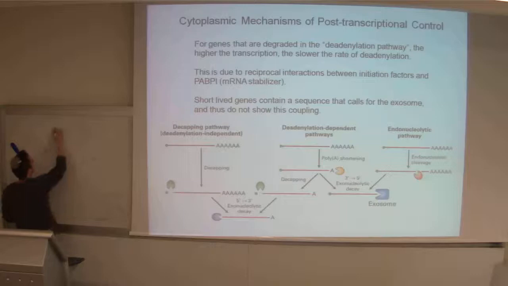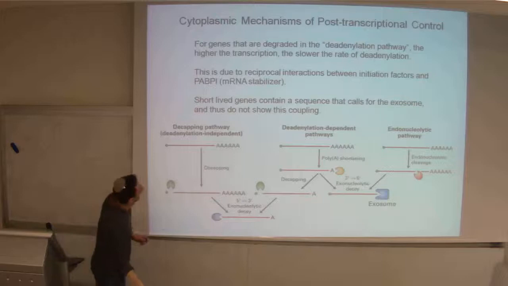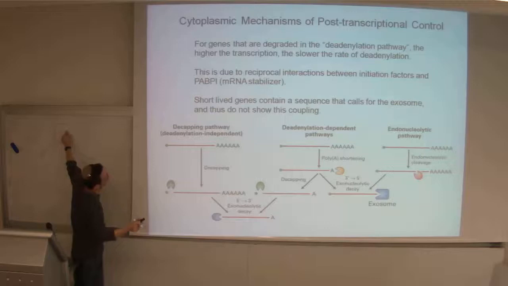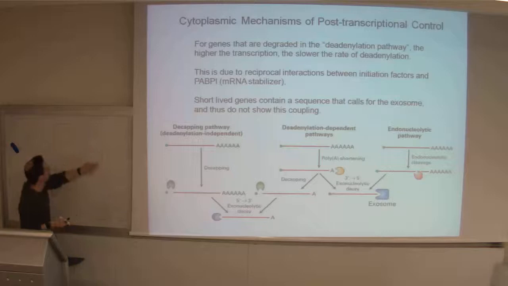And this is because, again, we will not go into the mechanism, but we do know it. This is due to reciprocal or stabilizing interactions between transcription initiation factors and the stabilizing PABPI, which again stabilize the mRNA. So they interact with each other in a positive manner.